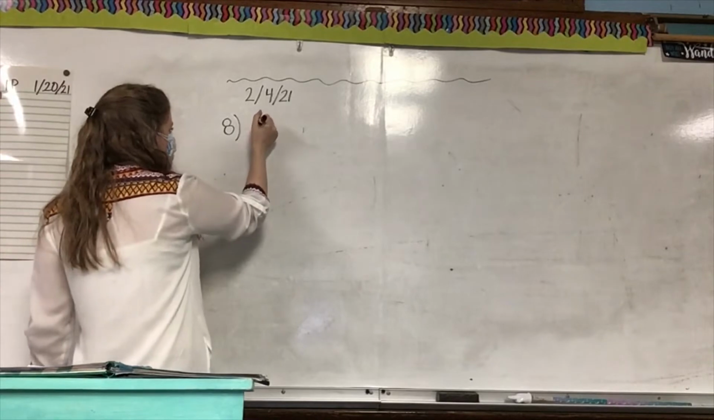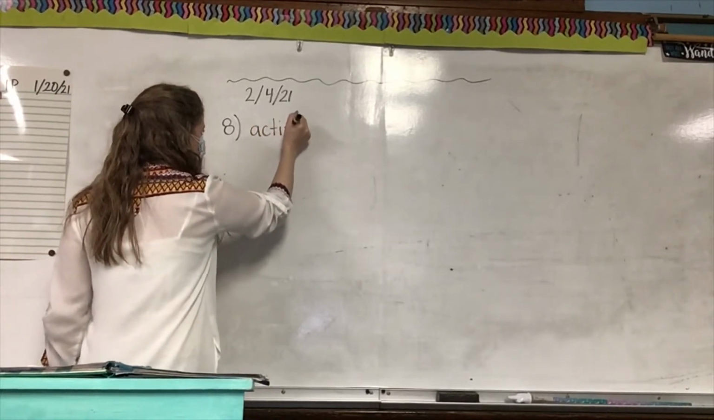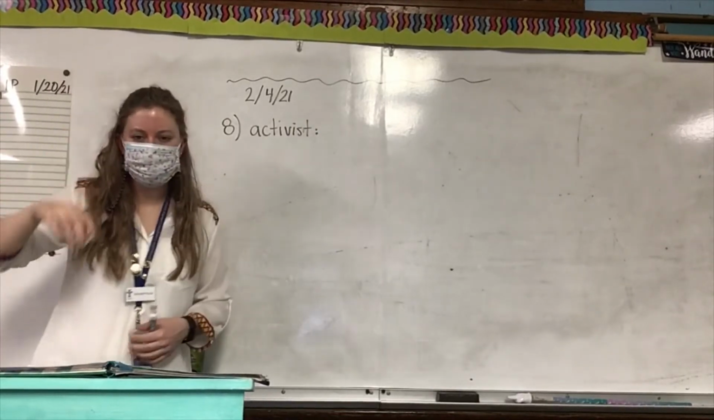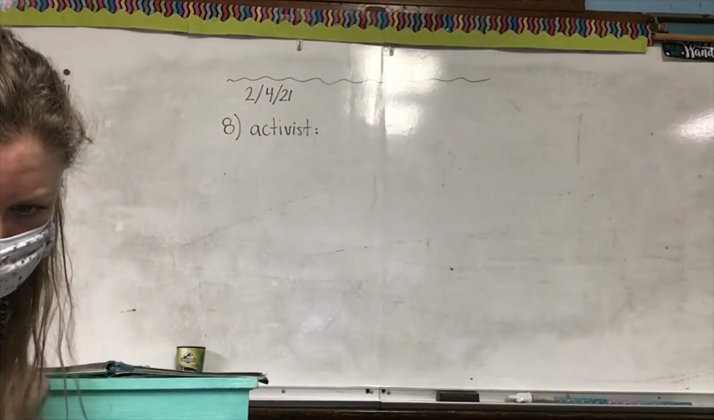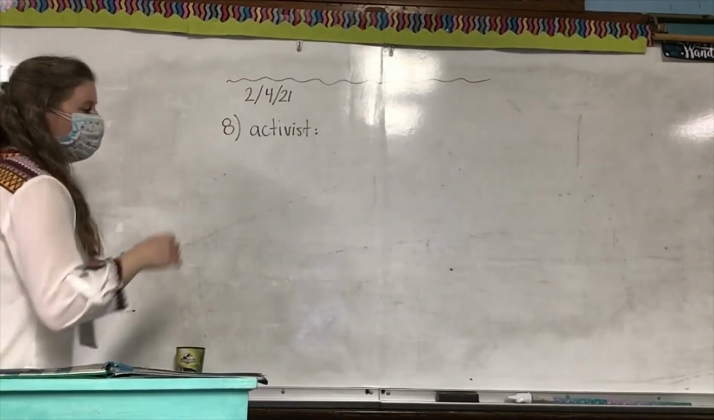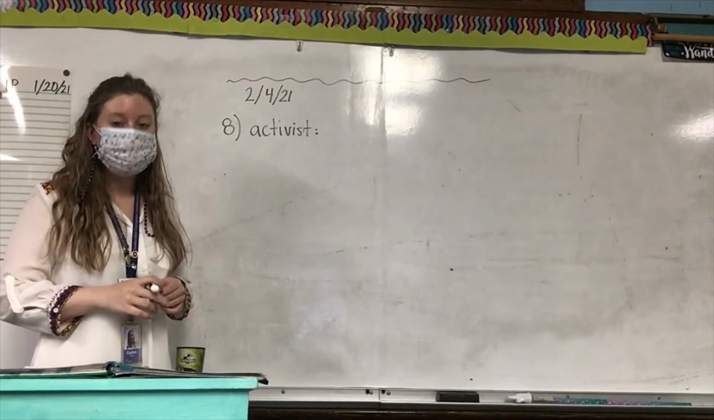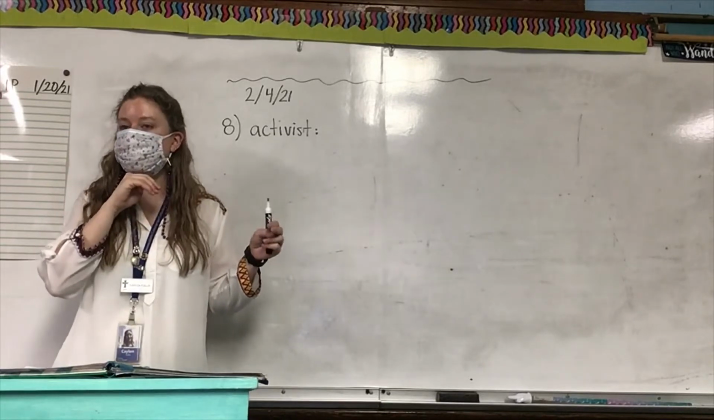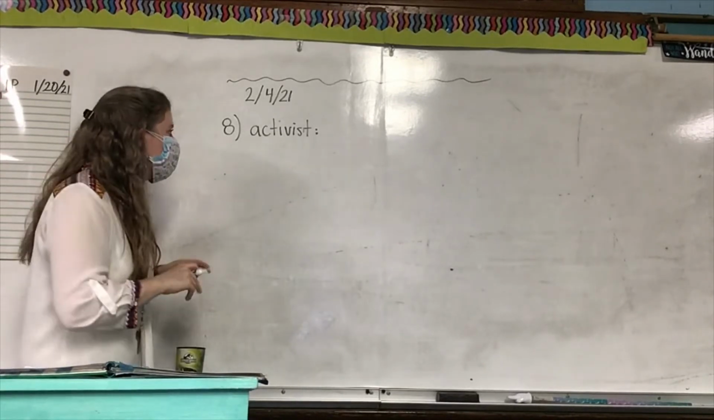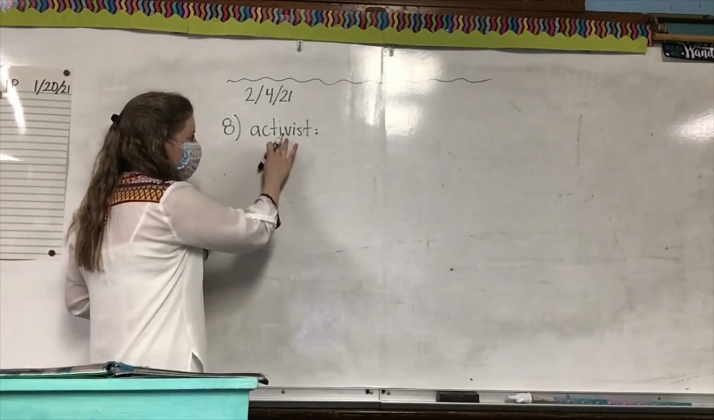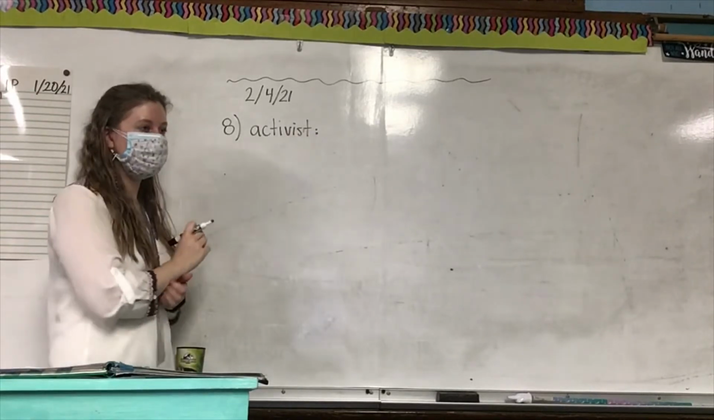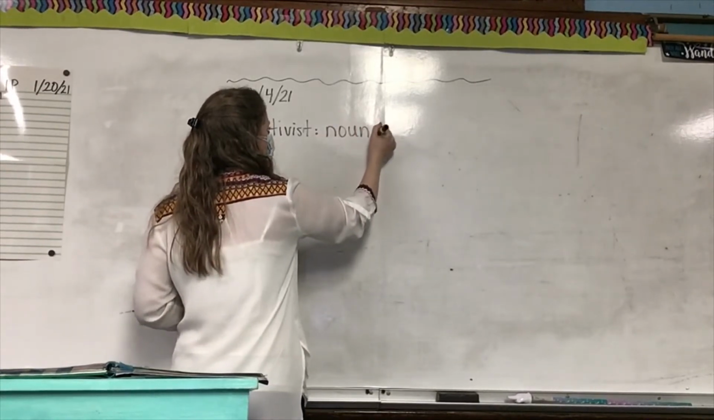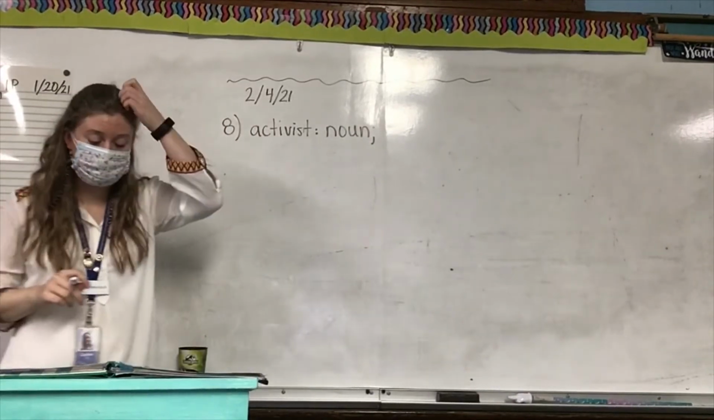So number 8 is the word activist. How many syllables does the word activist have? Carla. It has 3 syllables. My chin touches my hand 3 times. Activist, A-C-T-I-V-I-S-T, is a noun. Remember, nouns are person, people, places, or things. In this case, an activist is a person.